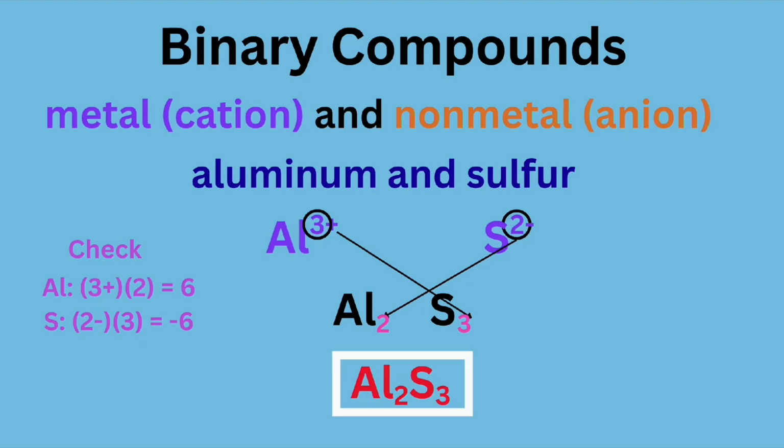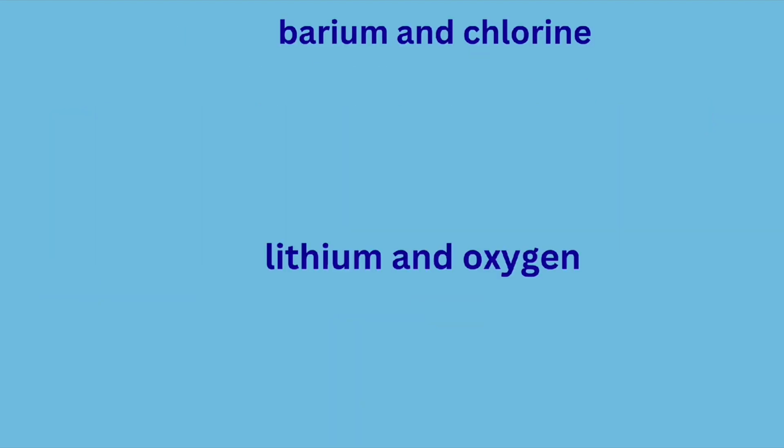Okay, did you get Al2S3? Great job. So let's look at these next two examples here. You have barium and chlorine, and lithium and oxygen. Find barium on your periodic table, find the charge, find chlorine, find its charge, and then do the swap and drop. Swap the superscript for a subscript.